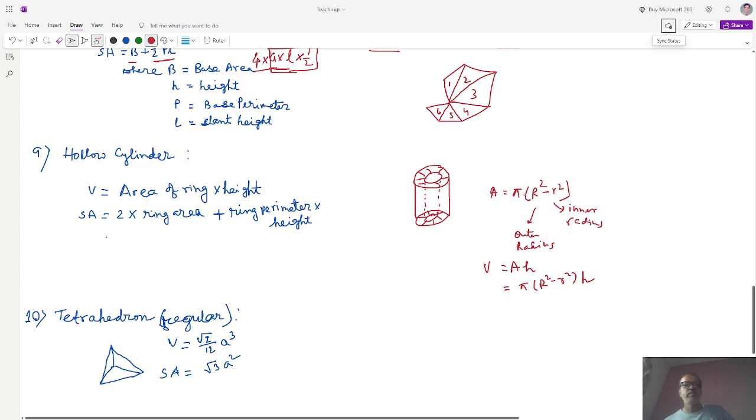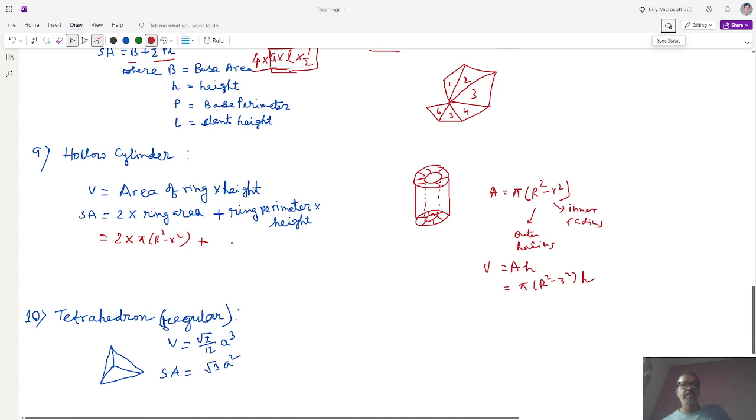There are two ring faces. Therefore, the surface area will be 2 into ring area, 2π(R² − r²), plus ring perimeter into height for the curved surfaces. What is the ring perimeter?